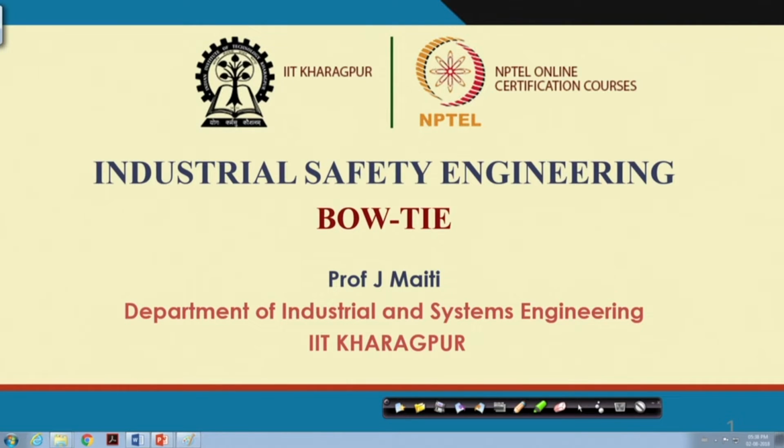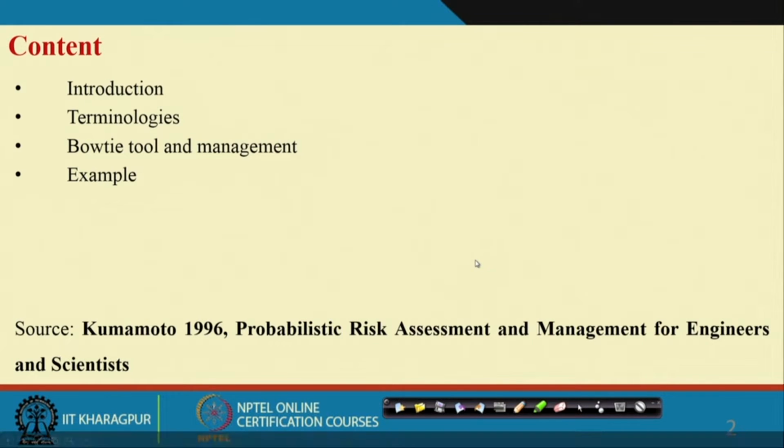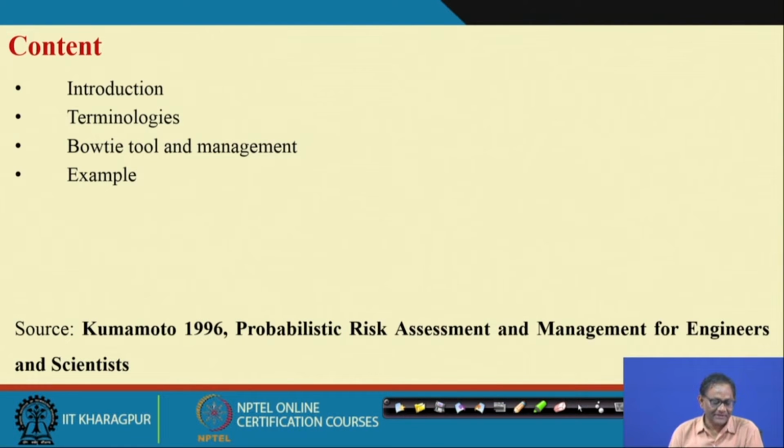bow tie concept primarily with examples, because the basic principles underlying the bow tie, that is fault tree and event tree, are already discussed. Nevertheless, let us know the concept and utility of bow tie. So, introduction, terminologies, bow tie tool and management, and several examples. So, that is what we will be discussing.